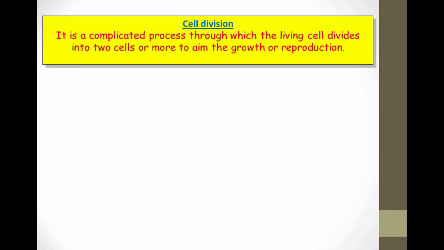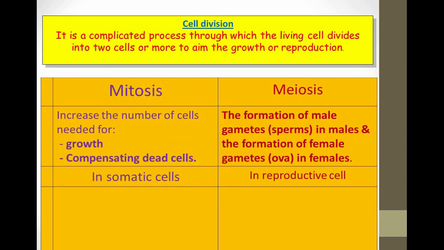Now we will study cell division. It's a complicated process through which the living cell divides into 2 cells or more to aim growth or reproduction. We have 2 types of cell division. The first is called mitosis and the second is meiosis. Mitosis occurs in somatic cells. Meiosis occurs in reproductive cells.